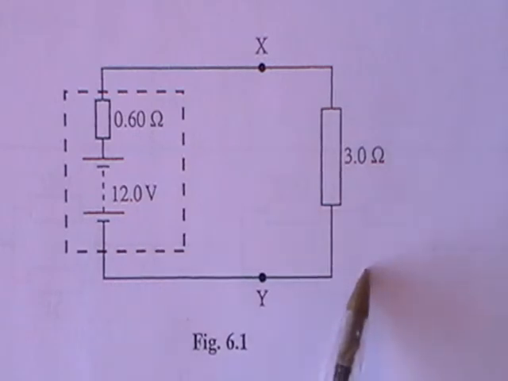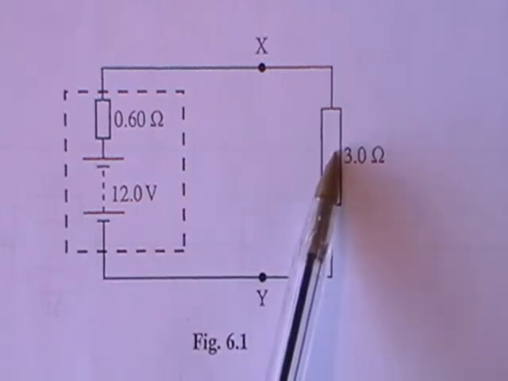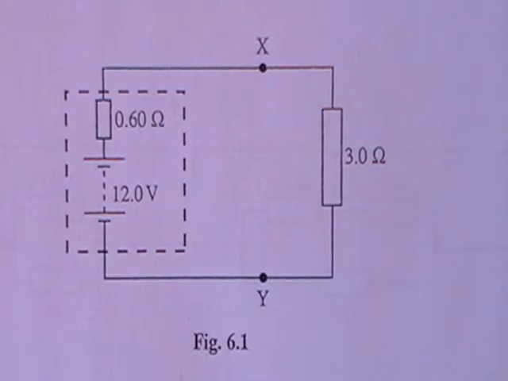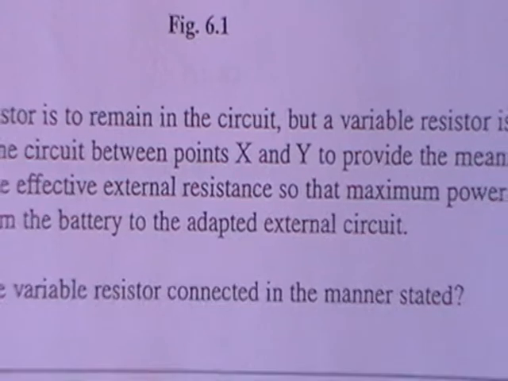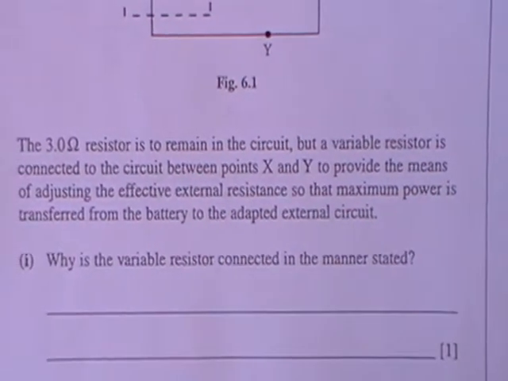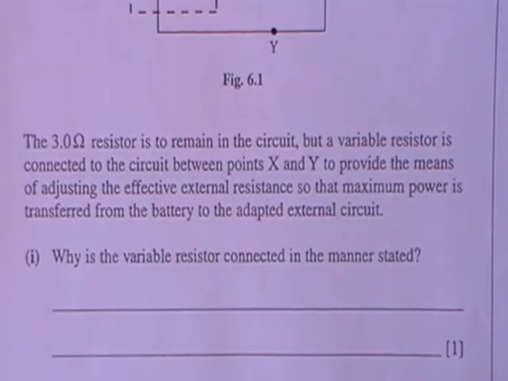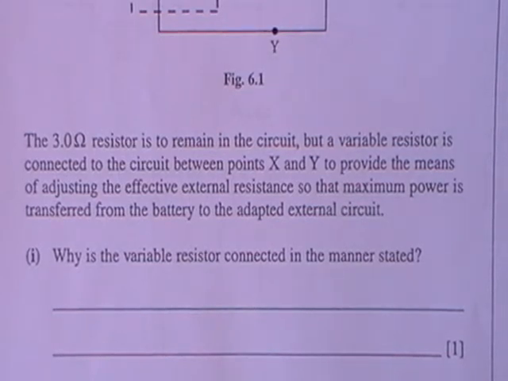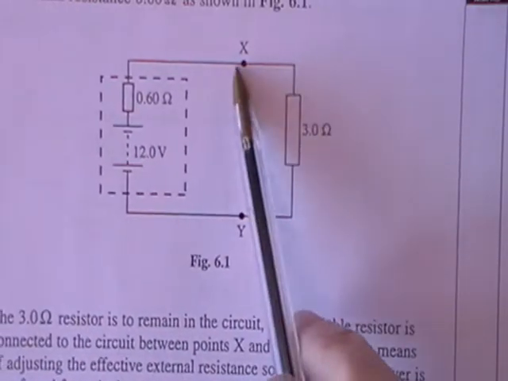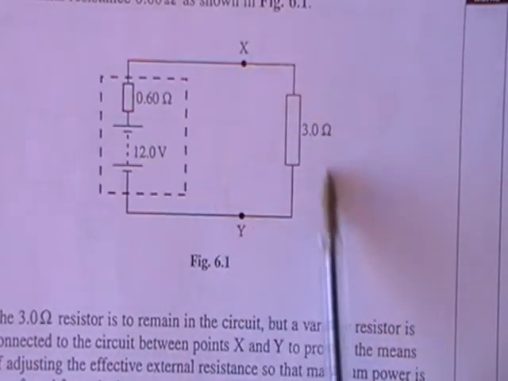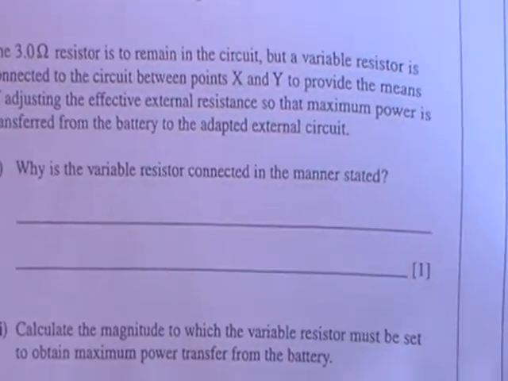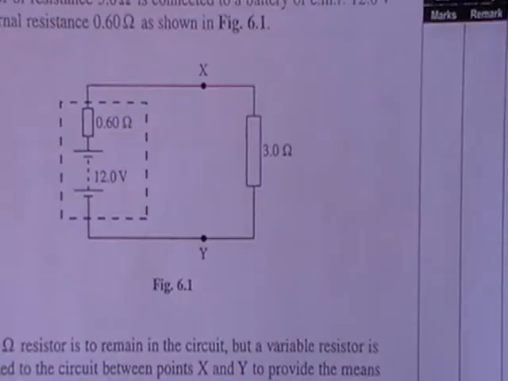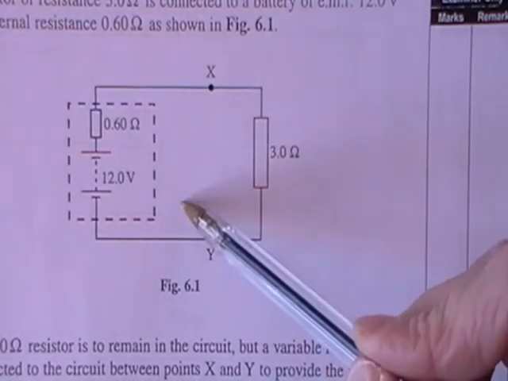We haven't been given a current, and we're told that there's a resistor of 3 ohms in the circuit. So the 3 ohm resistor is to remain in the circuit, but a variable resistor is going to be connected between points X and Y to provide a means of adjusting the effective external resistance so that the maximum power is transferred from the battery to the adapted external circuit. So this part here with the variable resistor is going to be the external circuit. It says, why is a variable resistor connected in the manner stated? Now, it's a variable resistor put in here.